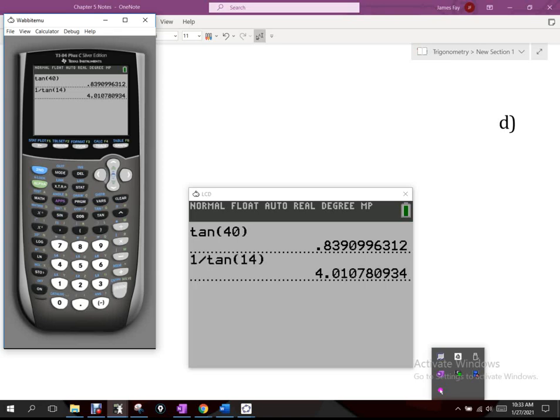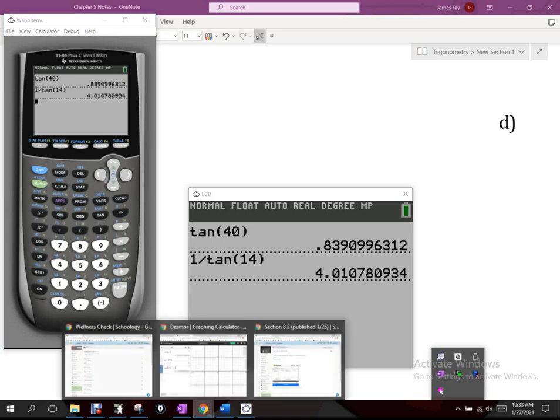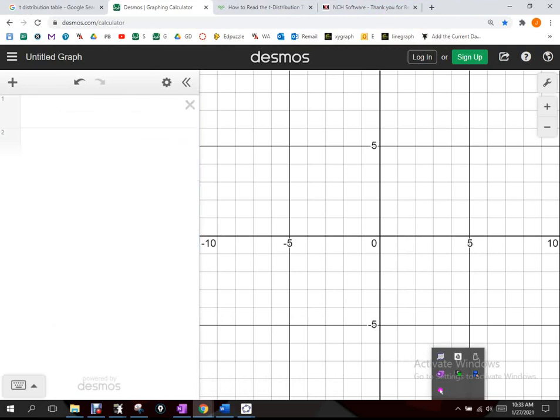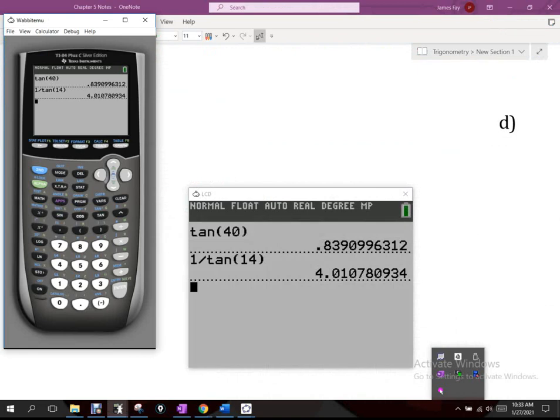Now, what I like about Desmos is that I can type in cotangent of 14 degrees. That's nice, but it also circumvents me needing to know, or attaining the knowledge, that cotangent and tangent are reciprocals. So there's kind of a cost and reward to what technology you use to evaluate that. GeoGebra also allows you to type in cotangent as well.